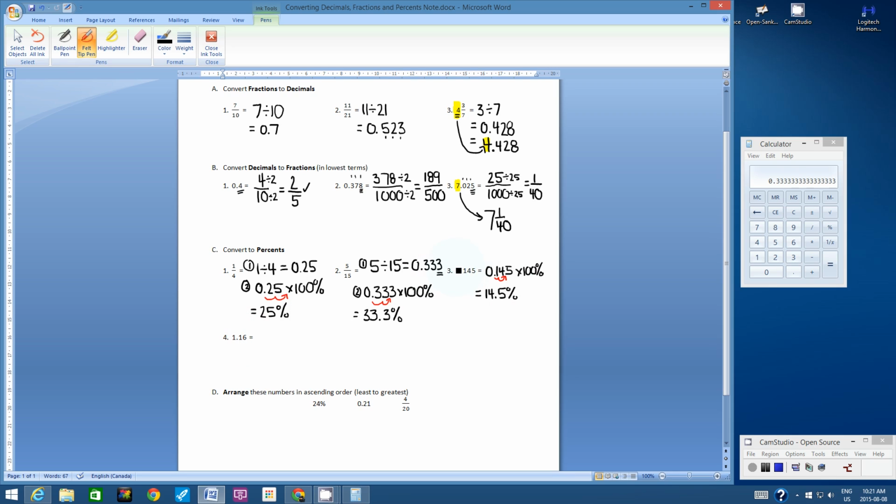Okay, so let's look at question 4 here. Very similar to question 3, except there's a whole number. But don't let that intimidate you. So all we have to do is take the entire number, 1.16, and multiply it by 100. We don't need to ignore the whole number at this point. So let's move the decimal place 1, 2 places to the right. And what do you get as a final answer?